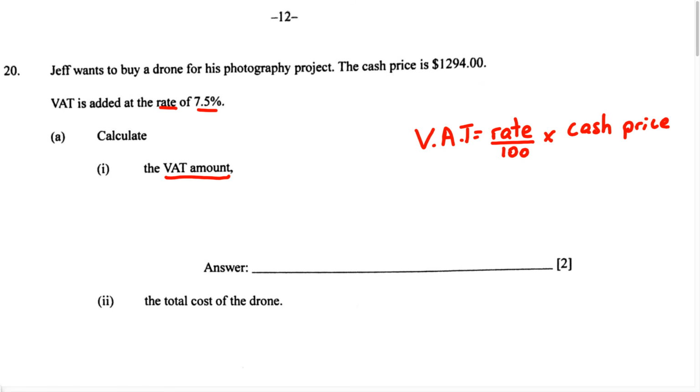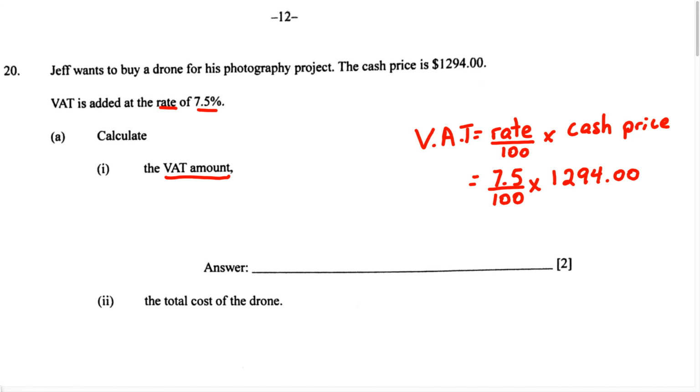We know the rate is going to be 7.5%. Therefore, we can write 7.5 over 100 multiplied by $1,294.00. Now, all you're going to do is put this in your calculator.